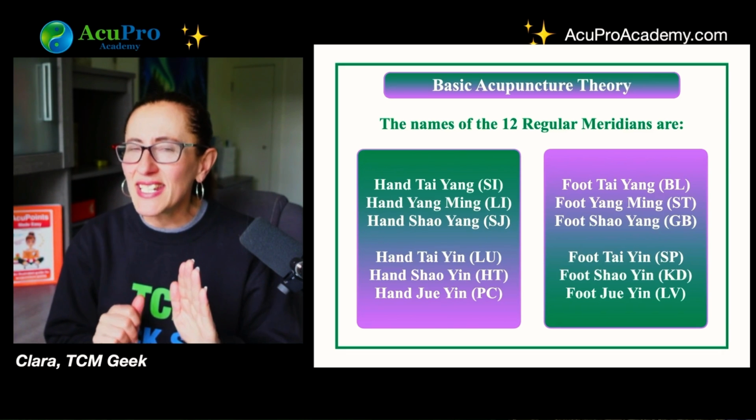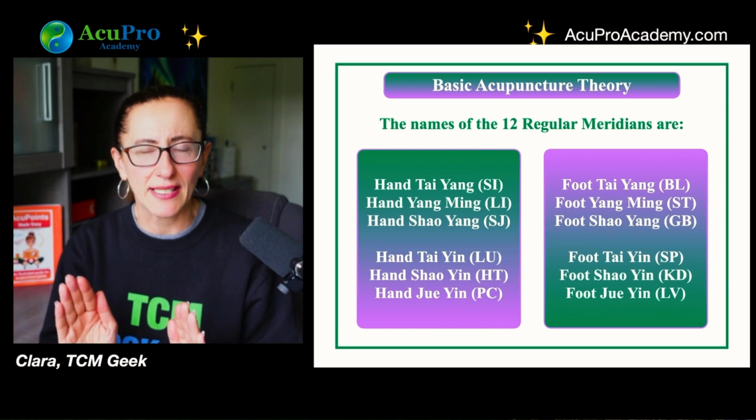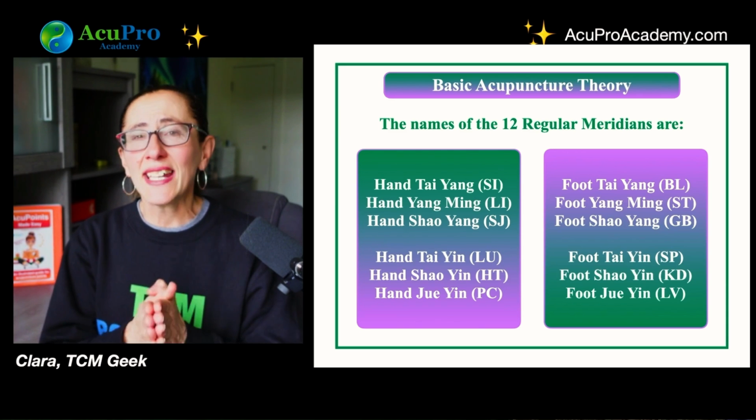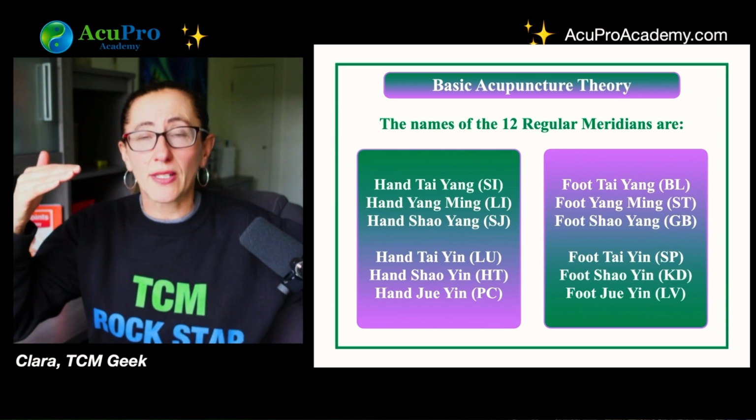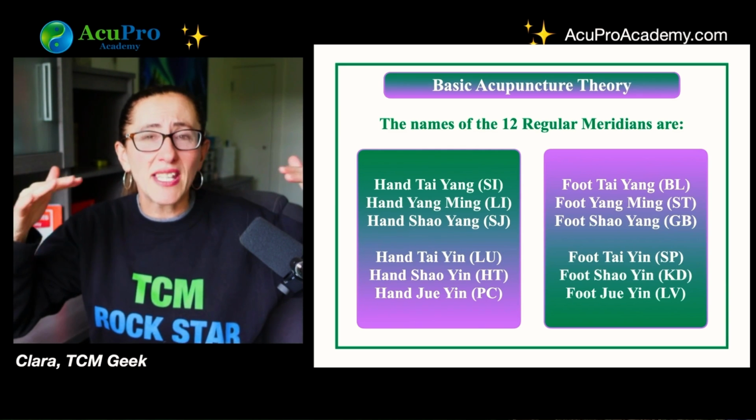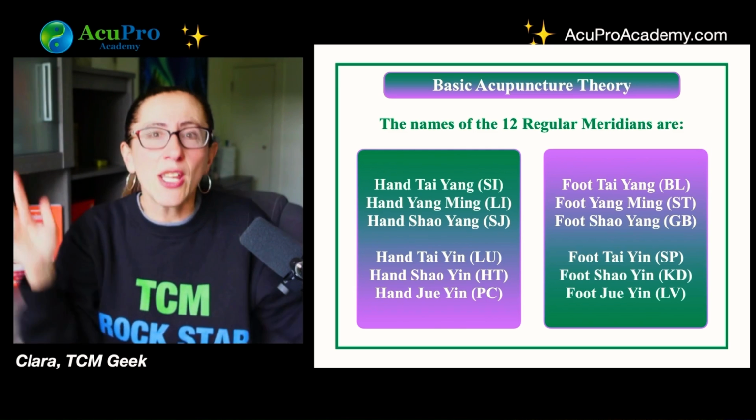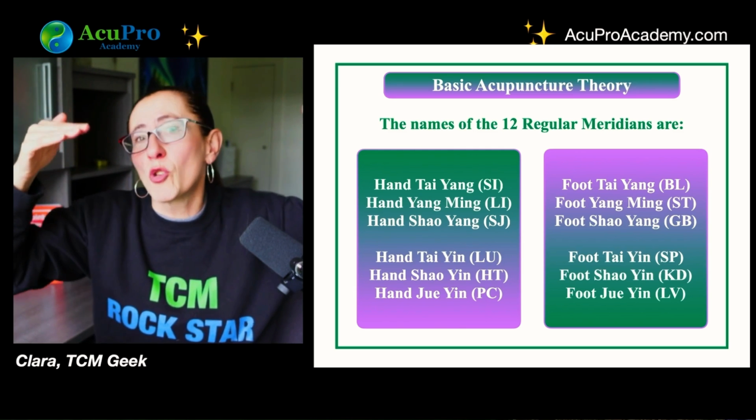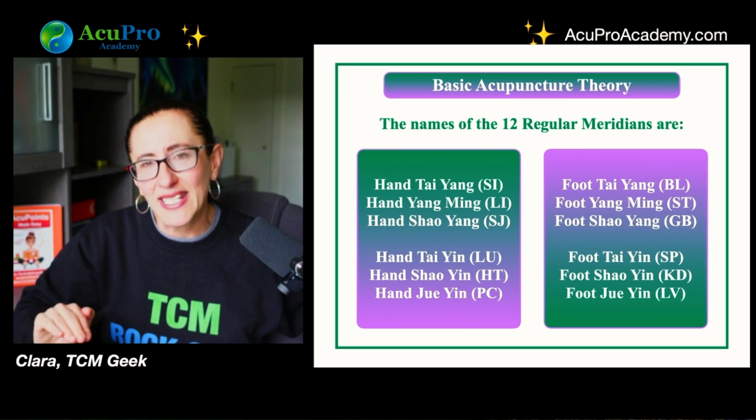We have 6 yin and 6 yang meridians. We have 6 foot, 6 hand. So let's start with the most surface. So even though the 12 main meridians are the deepest of all the layers, within each of those meridians, there's some that are more surface and some that are deeper.